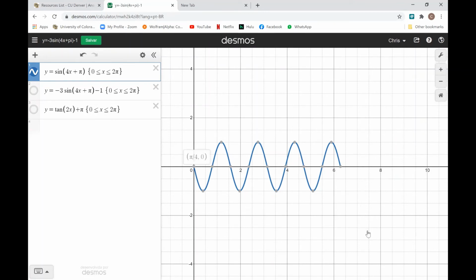So what that means is that we start here at pi over 4, 0, and we are going to do one full period, which is pi over 2. So pi over 4 plus pi over 2 is 3 pi over 4. And then we're going to do another period, which brings us to 5 pi over 4, and then another period, which brings us to 7 pi over 4. And then we just have a half of a period right here. So that point is correct.